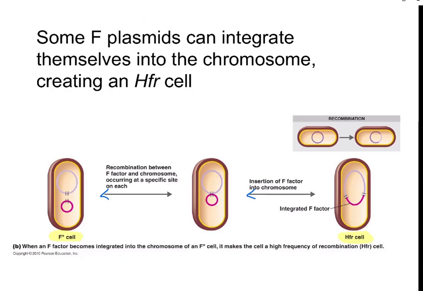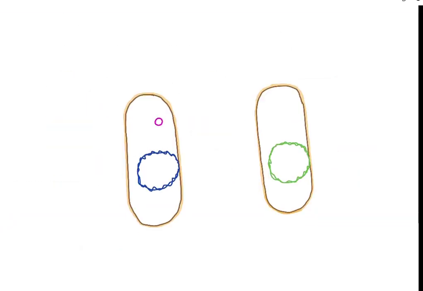So now that we've taken a second look at how F plus and HFR go back and forth, let's take a look at conjugation between an F plus and an F minus cell. On the left, I have an F plus cell. And on the right, I have an F minus cell. So this is going to be conjugation of F plus to F minus. Remember that DNA always goes from the donor to the recipient. And the donor must be F plus or HFR. Okay. There's my little F factor.